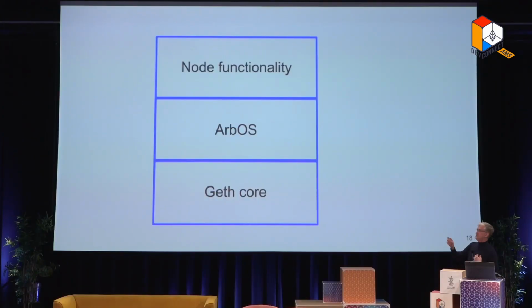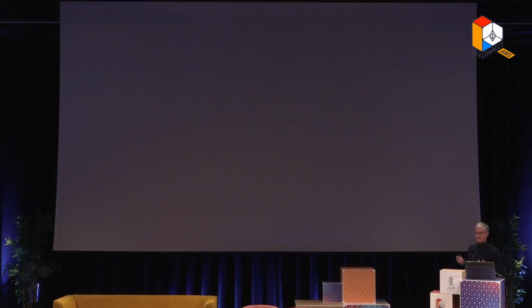And then on top of that, we have node functionality. If you're going to run a node that can receive RPCs and do all the node things, you need some node functionality. And most of this is, again, code from Geth. Okay, so this is the stack. And this is a significant improvement over our previous stack in that we adopt the Geth core, which gives us excellent compatibility and good performance reliability.